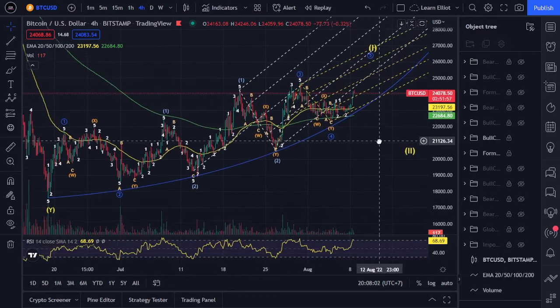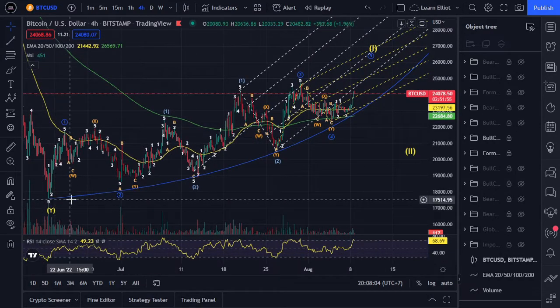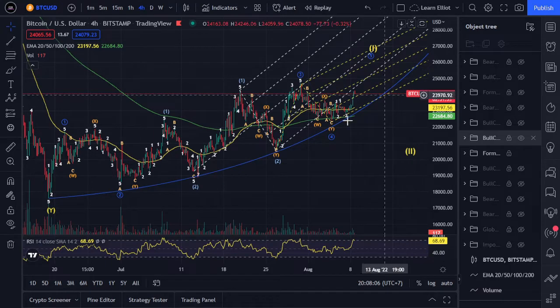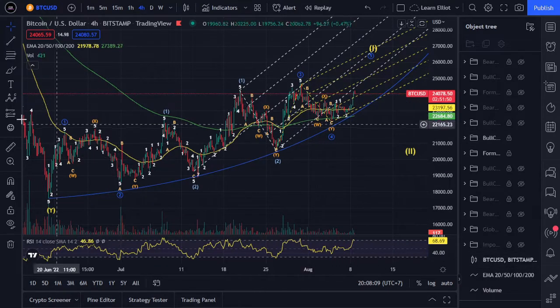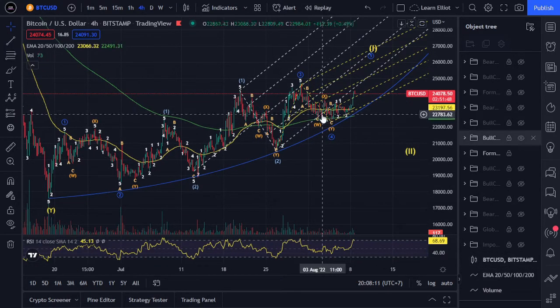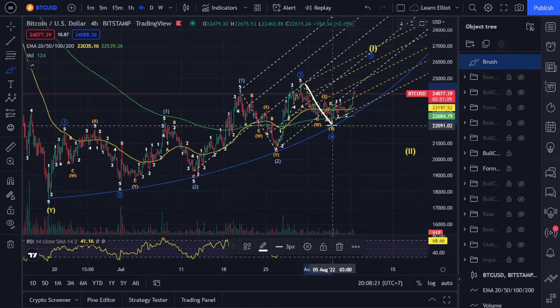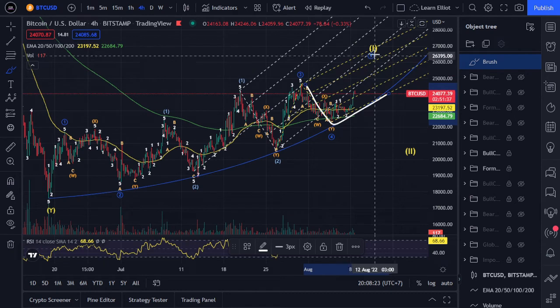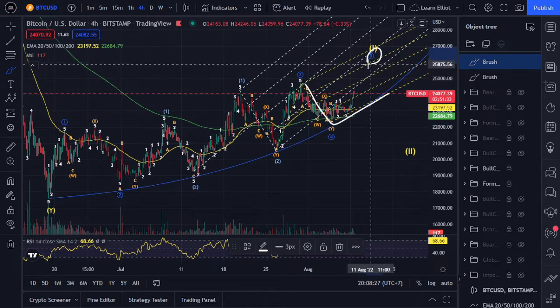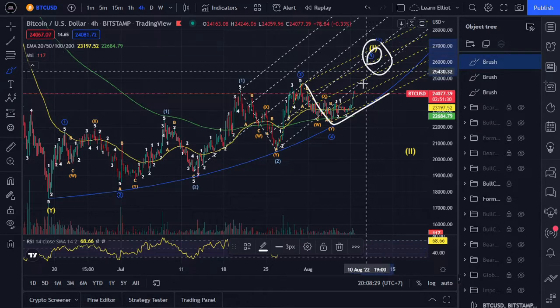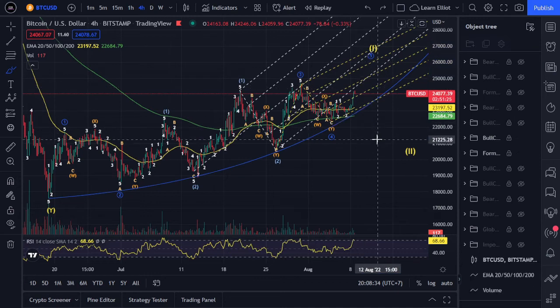Also considering that we sit nicely above this parabolic line here, and we have a pitchfork here, and the price moved out away from the fork channel, and I have another pitchfork here. Okay, so when the price is correlating up to this 5th wave to make the first impulsive wave here, maybe it will stay within this fork channel.